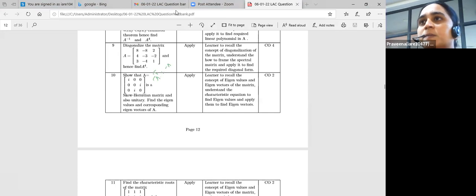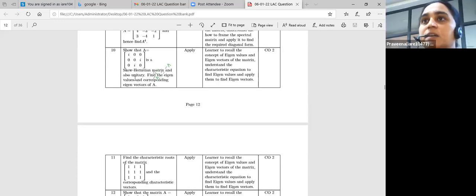And next, what is unitary, ma? And also find that it is unitary. Unitary means what? A power theta into A is equal to I. Okay. Next. For that, it was already discussed in the classroom. Two days before we discussed this problem. Only show that it is skew Hermitian and also unitary.